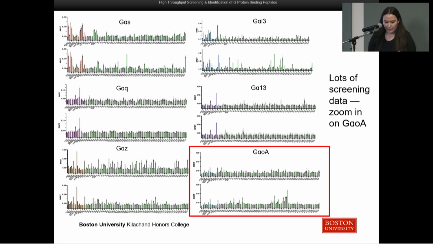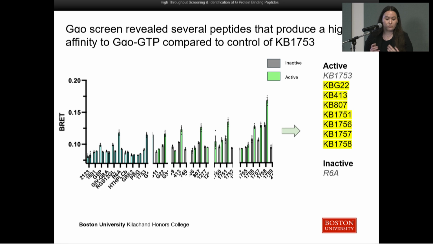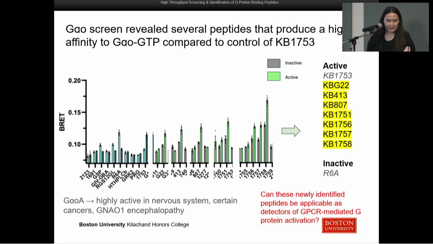G-alpha IO family. We first started with a set of controls: for our control of binding to the active state of G-alpha O, we have KB1753, and for our control for binding the inactive state, we have R6A. From our screen, we then found 7 different peptides that preferentially bound to the active state, and what was interesting is that they actually bound with a higher affinity to the active state compared to our previous control of KB1753. So why might this be important?